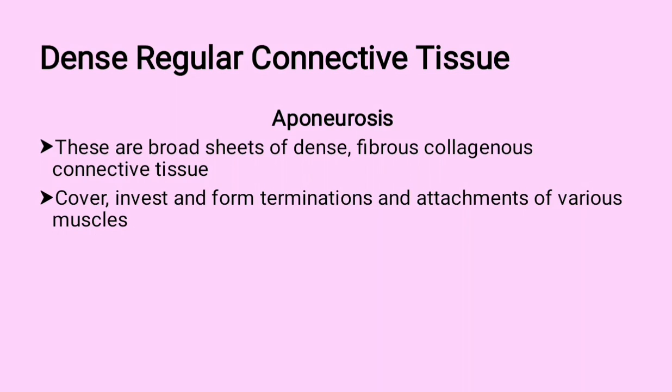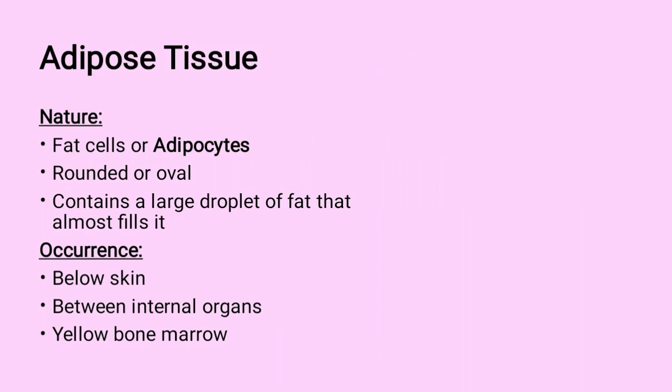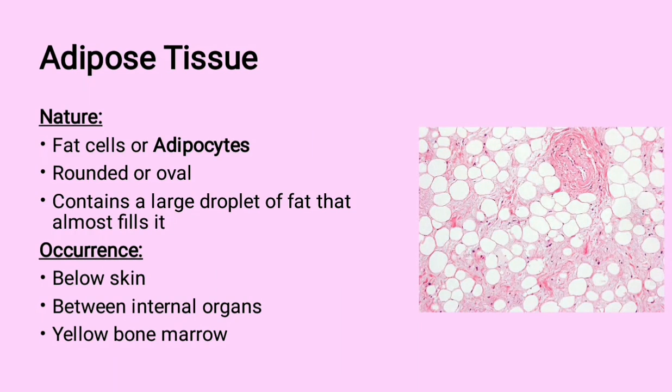These are broad sheets of dense fibrous collagenous connective tissues that cover, invest and form the termination and attachments of various muscles. Our next type of animal tissue is the adipose tissue. Adipose tissue is basically an aggregation of fat cells or adipocytes.